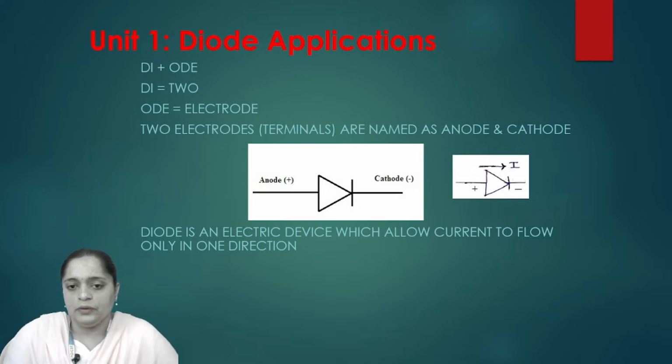Also, we represent anode in terms of a positive semiconductor device, and cathode in terms of a negative semiconductor device. Again, the plus sign or anode will be represented in terms of holes, and the negative sign or cathode will be represented in terms of electrons. So these are the different abbreviations which can be used to represent a diode.